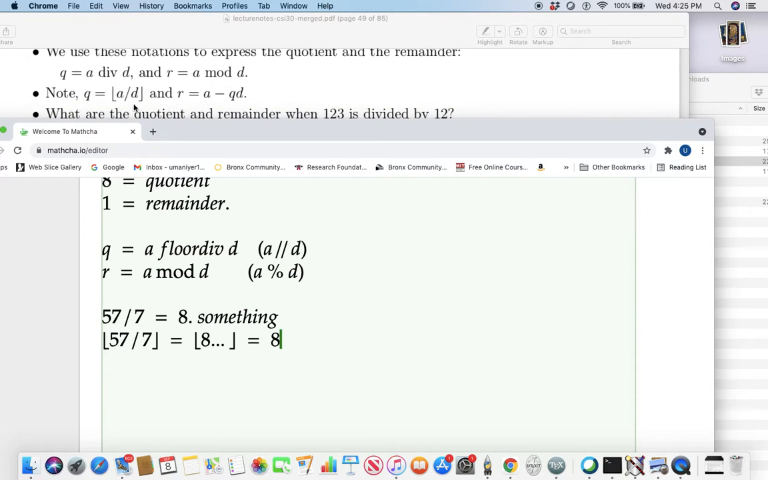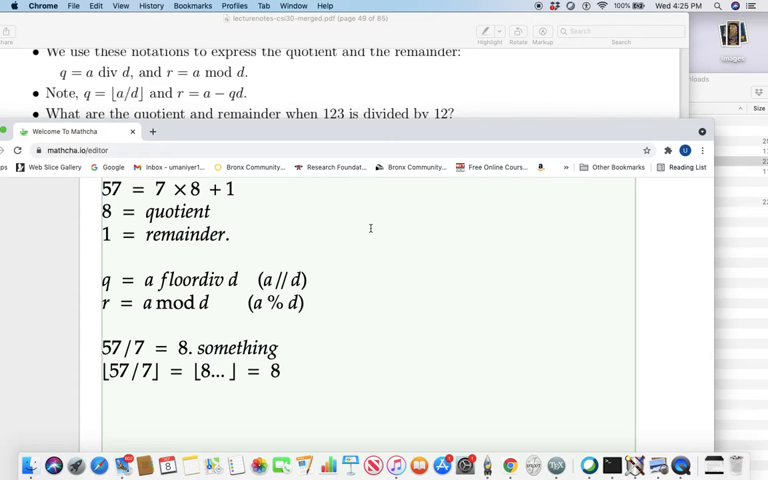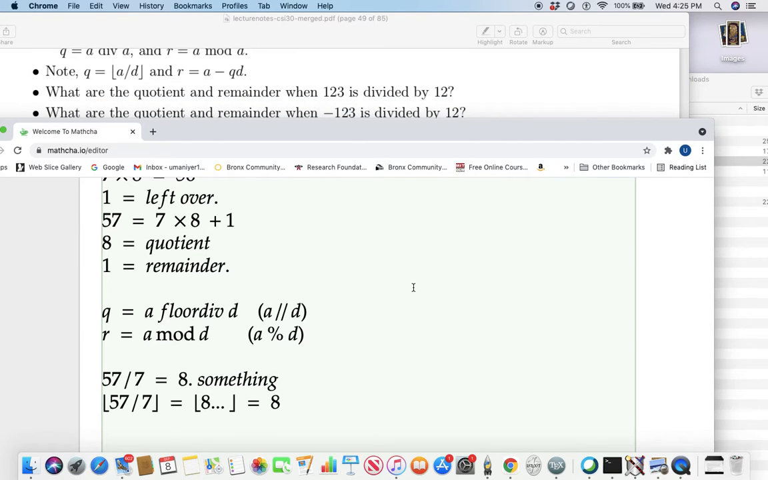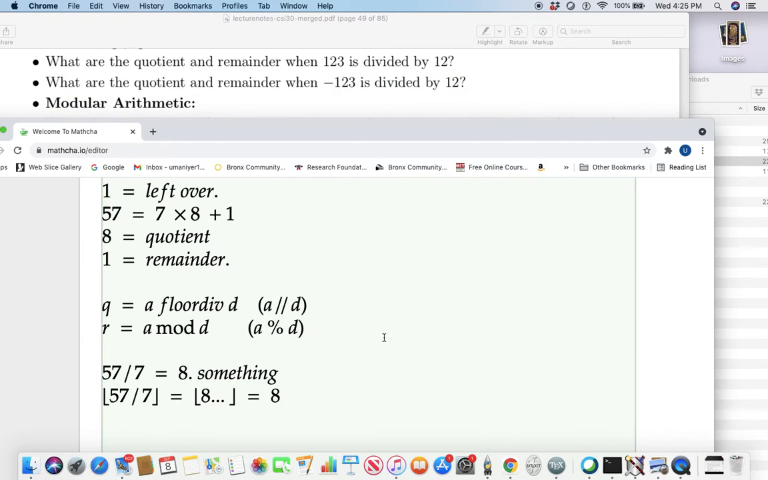So quotient is the floor of A divided by D. Remainder is A minus DQ. Of course, how did you get remainder here? 57 minus 56. That's the remainder. That's all we are saying here. So here is another example. 123, you want to divide it by 12.